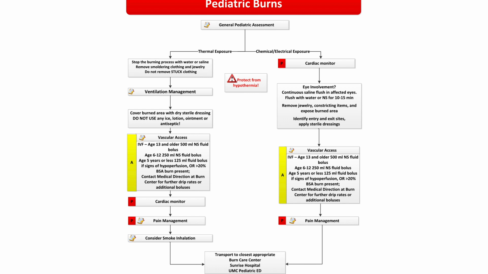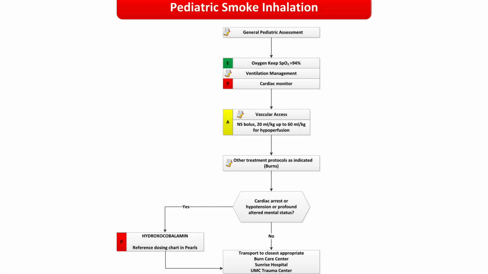Paramedics will need to consider pain management, and lastly, patients will be transported to the closest burn center, whether it be Sunrise or UMC. So for pediatric smoke inhalation, we're going to initiate the general pediatric assessment protocol. We're going to administer oxygen to keep the pulse oximetry greater than 94%. We may consider ventilatory management, and we want to apply the cardiac monitor if you're a paramedic provider.